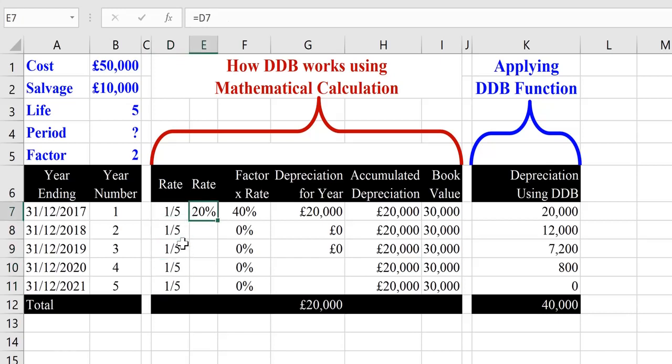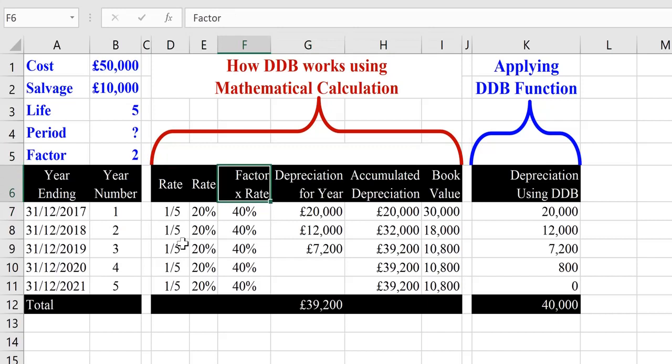Now we can convert this: 1 divided by 5 is equal to 20%. So it is the percentage. In percentage, 1 by 5 can be represented as 20%. Next one is factor times rate. So I have set the factor as 2. That means this cell reference has been given as an absolute reference.